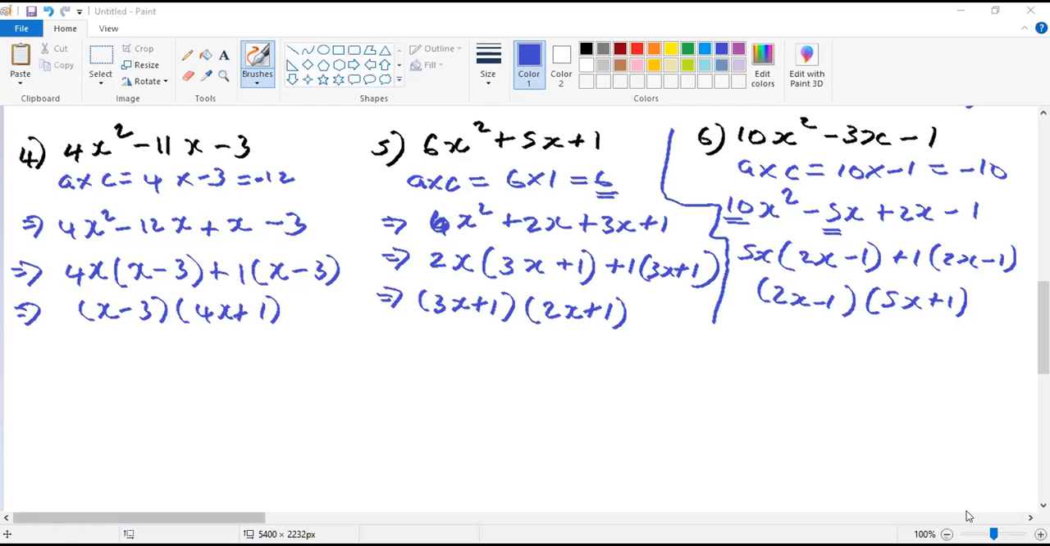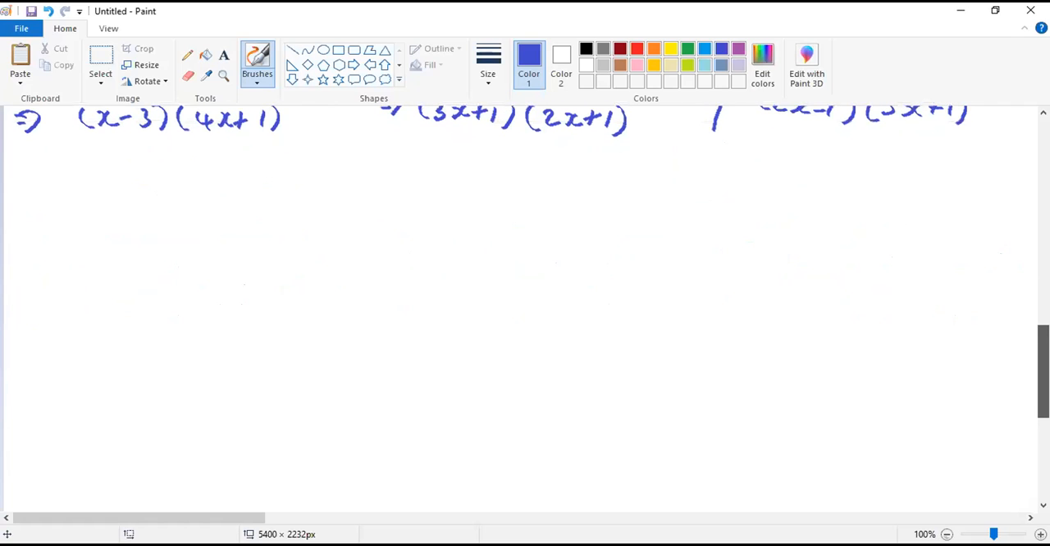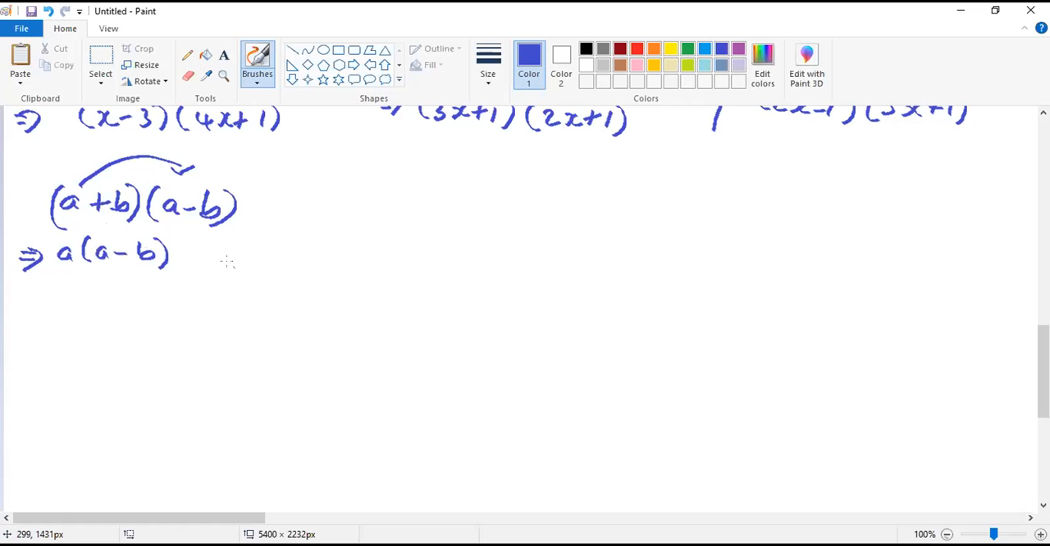So let me create some space. Some time ago, I think it was last week, we did some questions, and there was one where I asked you guys to expand and simplify something that looked like this: (a plus b)(a minus b). We went through the process and said, okay, we can have a times everything in the bracket here, and then b times everything in the bracket.